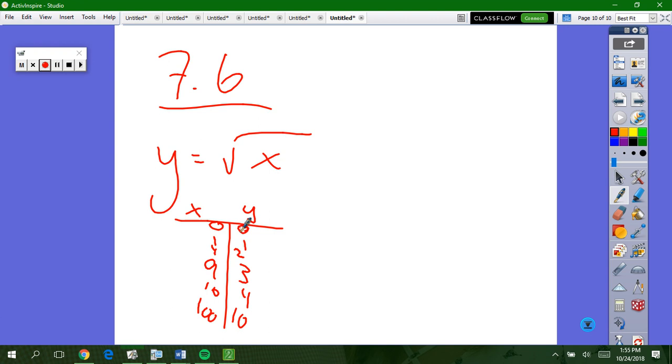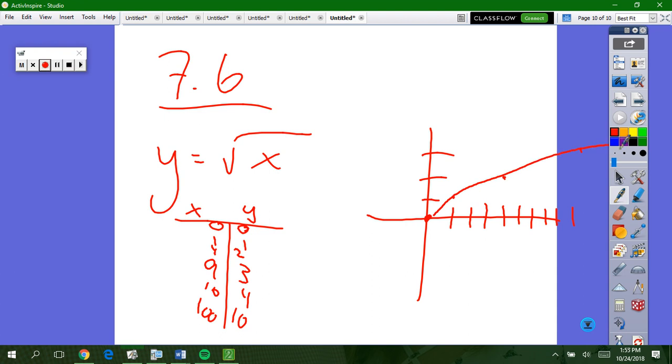Yeah. Okay? So when I plot this, this is what I get. 0, 0; 1, 1; 4, 2; 9, 3, and I'm going to stop right there. So you had your graph going up, right, Carter? But it's just going to continue to go on. So it's very close.